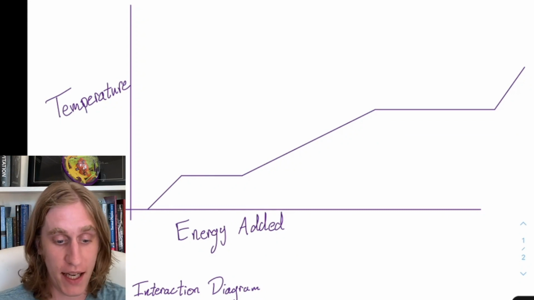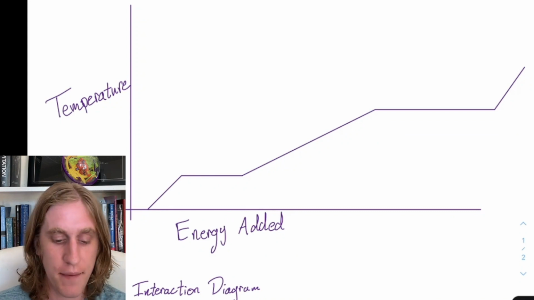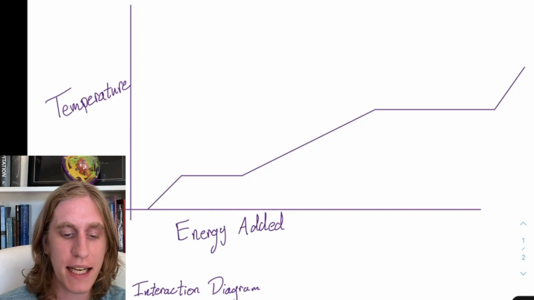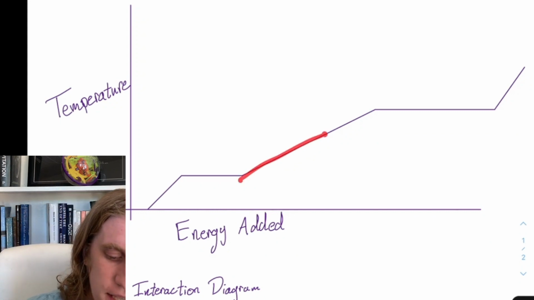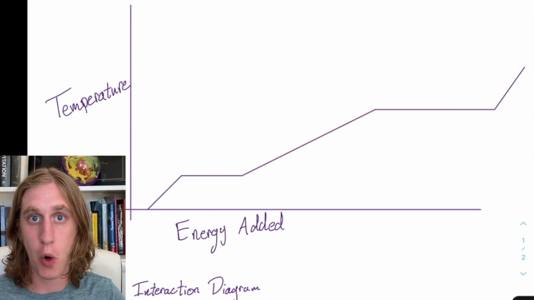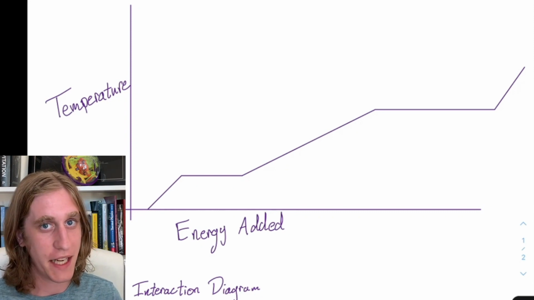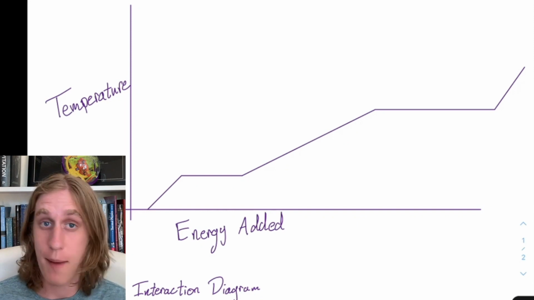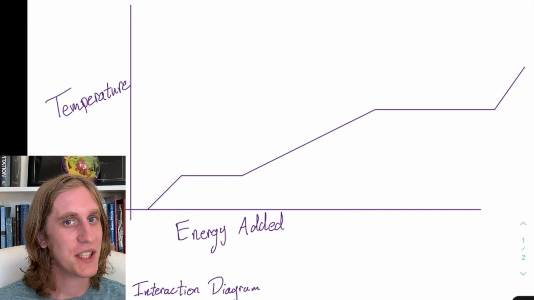It's called that because we have two things, temperature on the vertical axis and energy added on the horizontal axis. Now let's think about what these lines mean. Let's start with this slanted diagonal line here. What does it mean when we're going up and to the right? Well, because energy is on the horizontal axis and temperature is on the vertical axis, going up and to the right means energy is increasing and temperature is increasing.